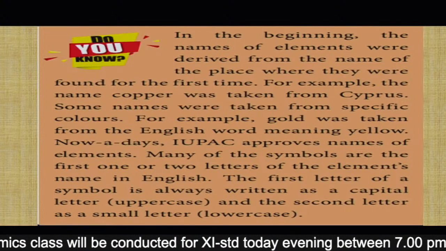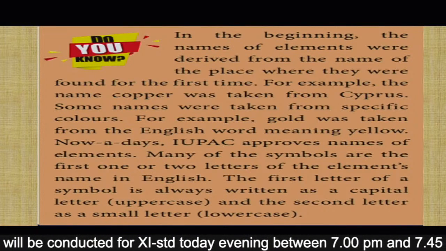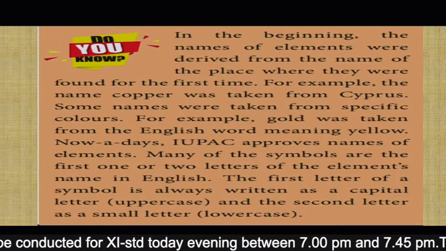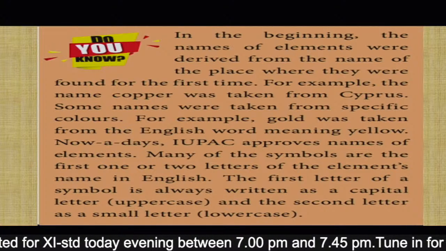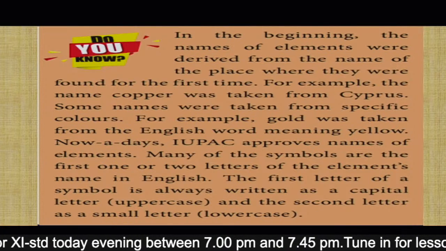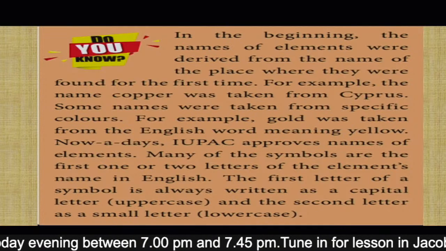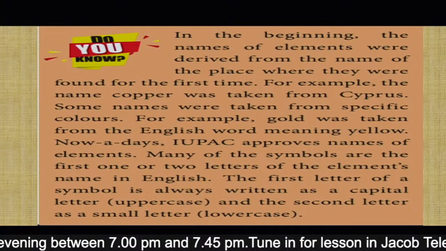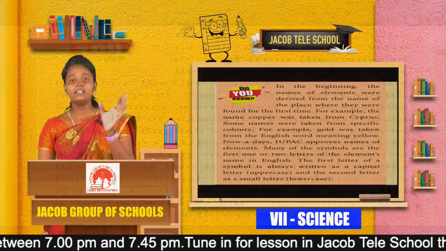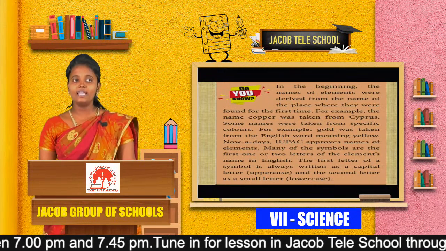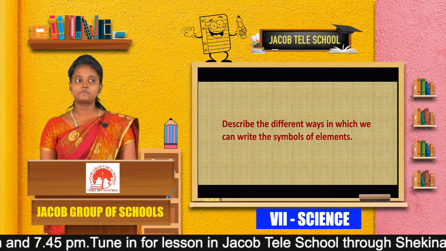Many of the symbols are the first one or two letters of the element's name in English. The first letter of a symbol is always written as a capital letter, that is called uppercase, and the second letter as a small letter, that is called lowercase. We know very well, when we start with an element name, we have to start with a capital letter and then another letter is a small one. Yes, that is lowercase. Now I am going to the evaluation part.